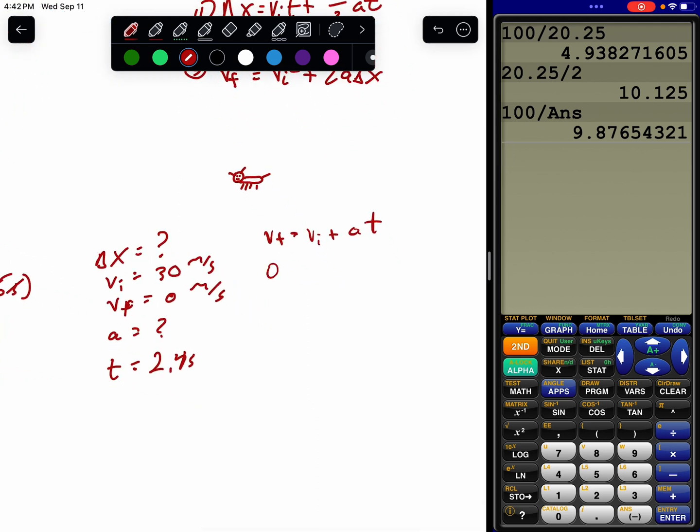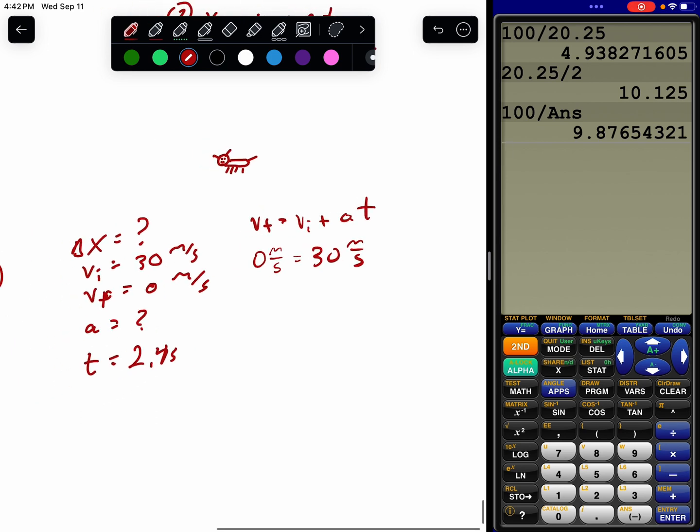V final is 0 meters per second. V initial is 30 meters per second. Oh, that doesn't need to be in parentheses. It's been a long video so far. And to that, we're going to add the acceleration times the time of 2.4 seconds. Okay, in order to get my acceleration alone with that 2.4 seconds, we're going to subtract 30 meters per second from both sides.